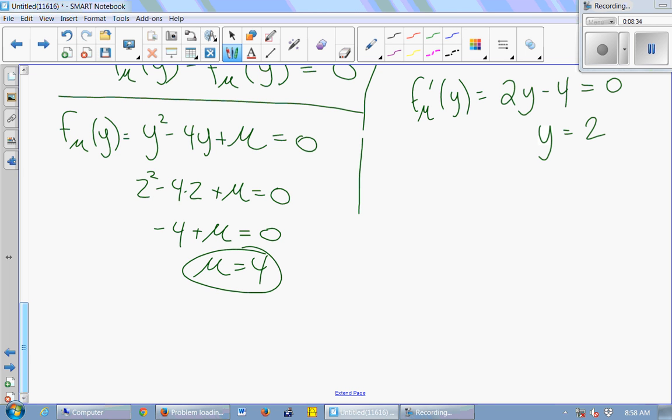So that's your general process for finding the bifurcation value. Take the derivative, set it equal to 0, solve for y, plug that y into f sub mu, solve for mu. Maybe I should write down those 2 steps.